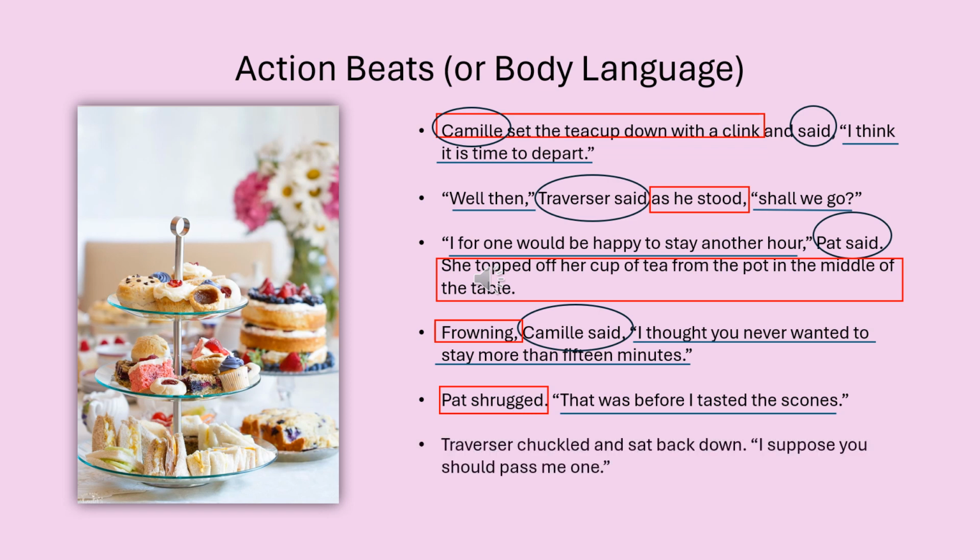And then the next one is similar. "Traverser chuckled and sat back down. I suppose you should pass me one." "Traverser chuckled and he sat back down" is our action beat. "I suppose you should pass me one" is the dialogue, and there is no dialogue tag. Now, I did want to make a note about chuckled and giggled and laughed.